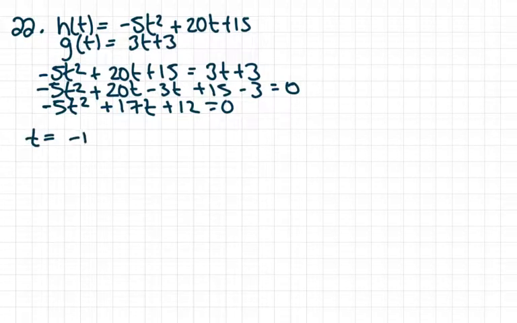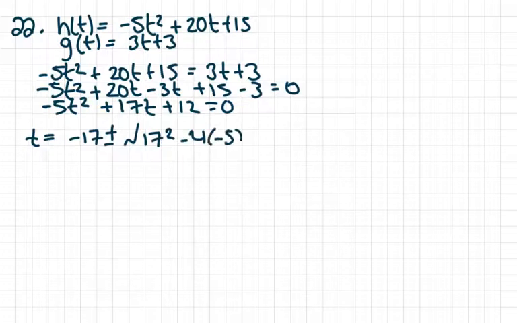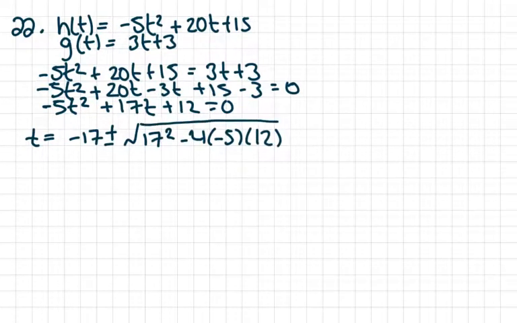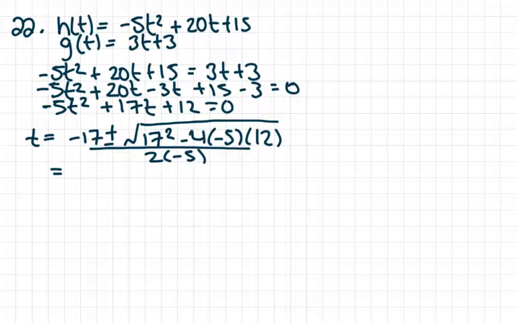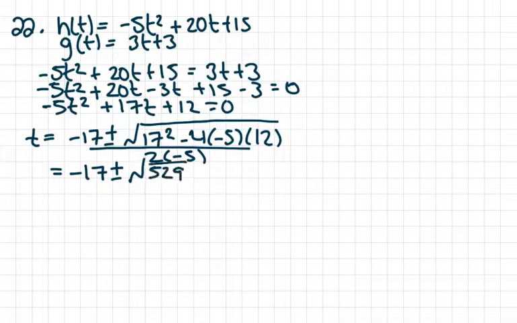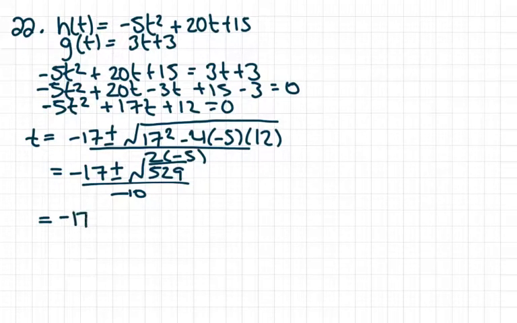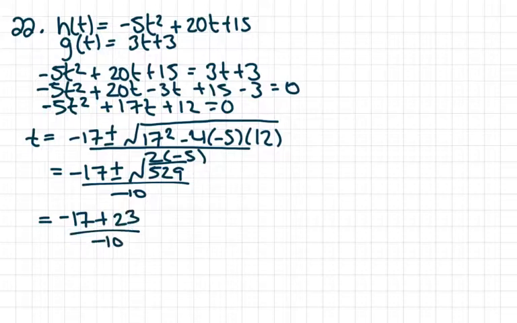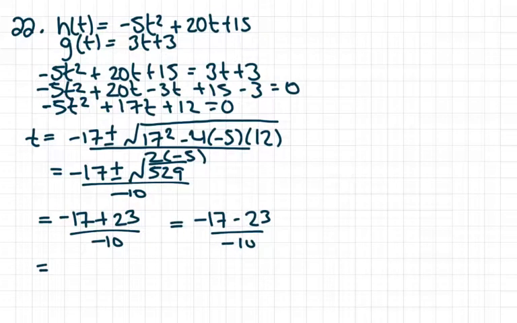So t equals negative 17 plus or minus the square root of 17 squared minus 4 times negative 5 times 12, divided by 2 times negative 5. Which leaves me with negative 17 plus or minus the square root of 529 divided by negative 10. So my two answers are going to be negative 17 plus 23 divided by negative 10 and negative 17 minus 23 divided by negative 10, which is negative 0.6 and 4.